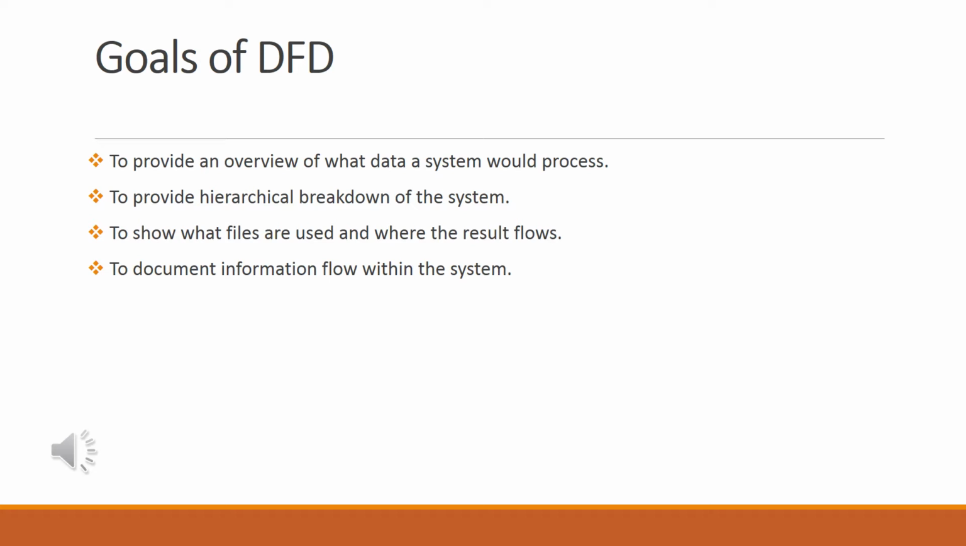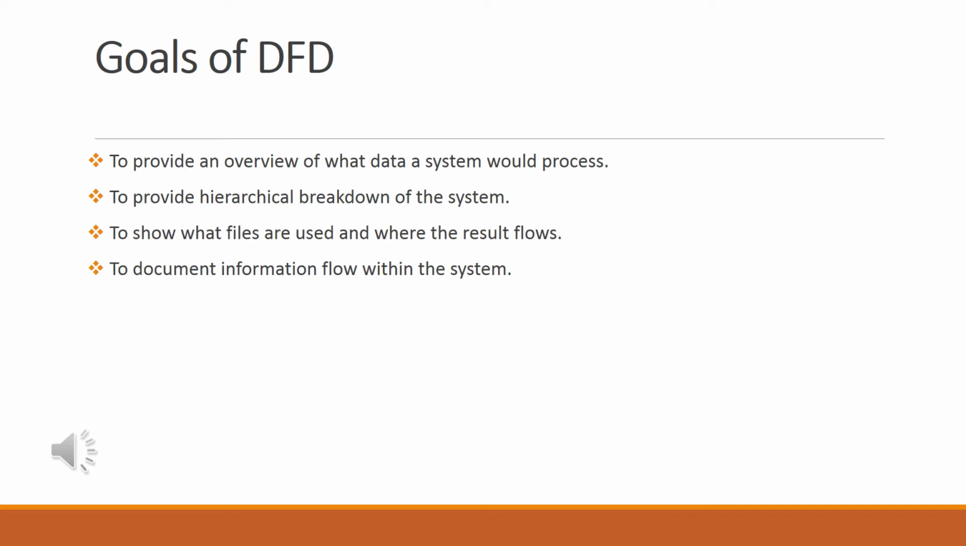Now these are the goals of a data flow diagram. The first one is to provide an overview of what a system would process. That means how the information is entering the system and leaving the system, what are the changes that the information is undergoing, and where that information is stored. So basically it is showing the graphical representation of the overall information, because the visual representation of any information is very easy to understand, and it also serves as a communication tool between the user and the system designer.